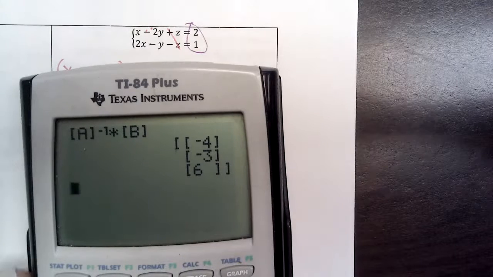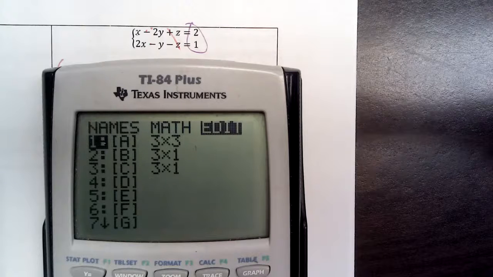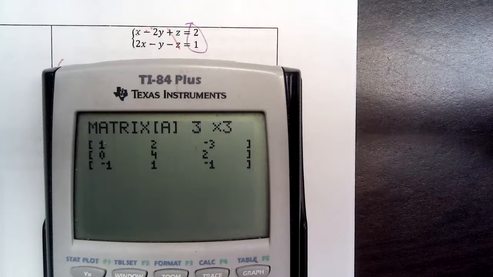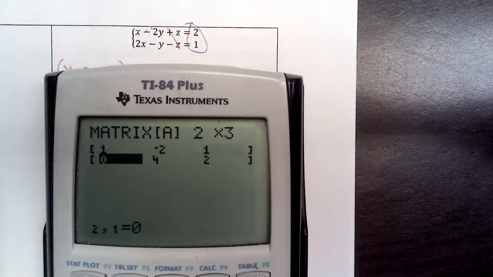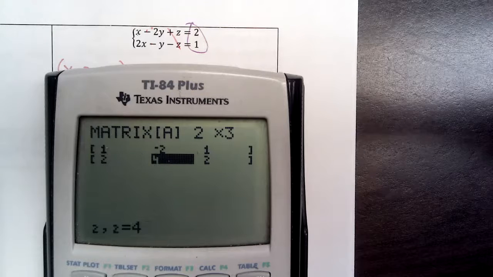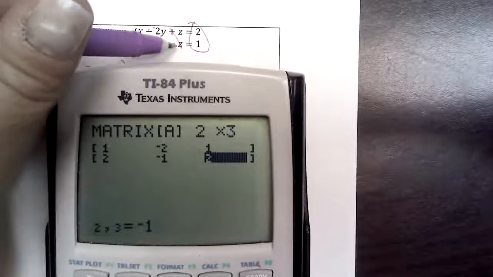So on my calculator, I'm going to solve this matrix. I'm going to do second matrix, and I'm going to edit my A matrix. It is only going to be 2 down by 3 across. So I'm going to enter 1, negative 2, 1. And then I'm going to enter 2, negative 1, negative 1. So I'm entering my coefficients here.